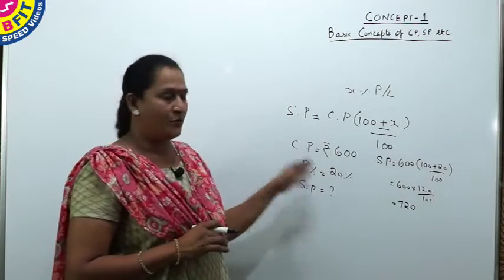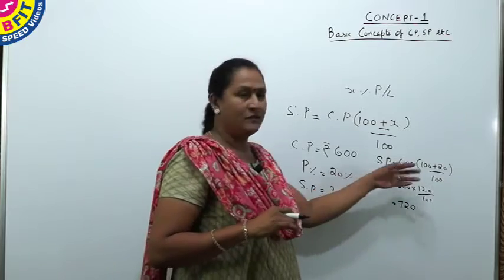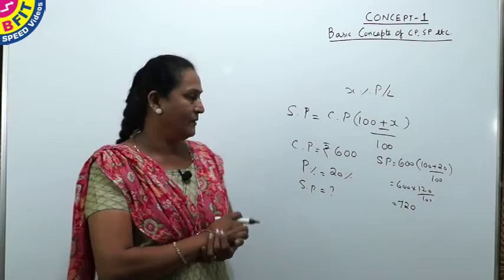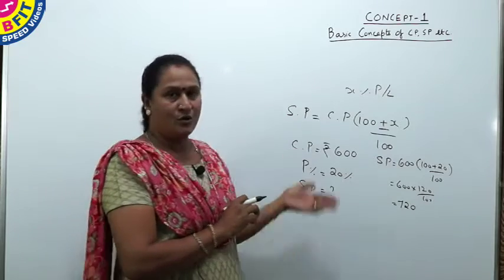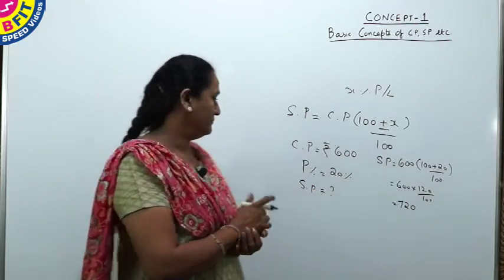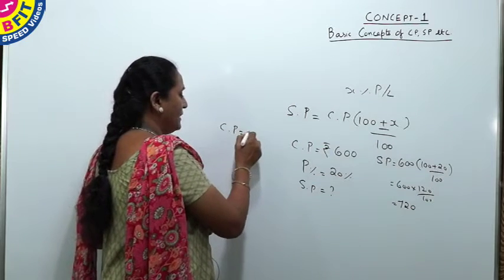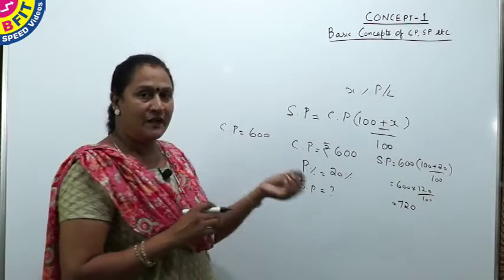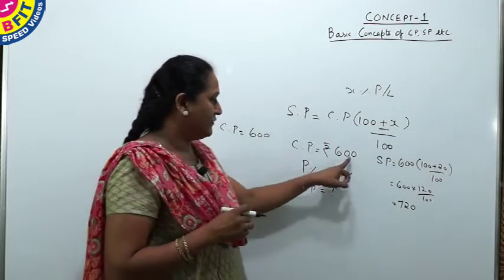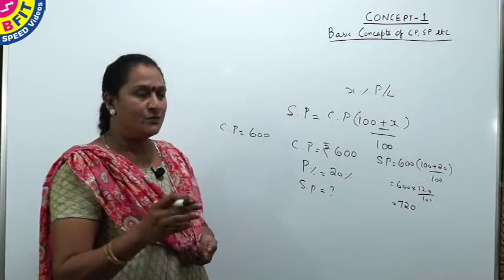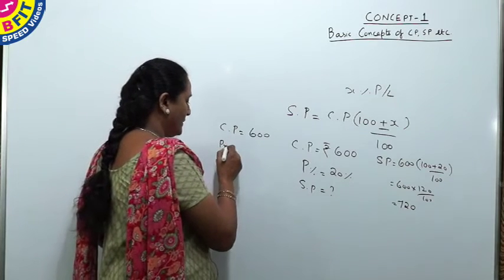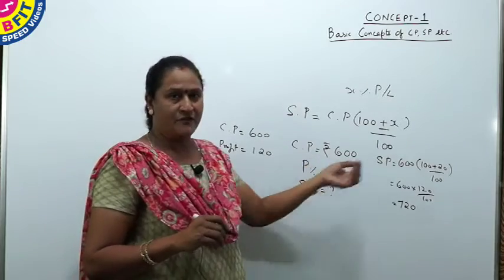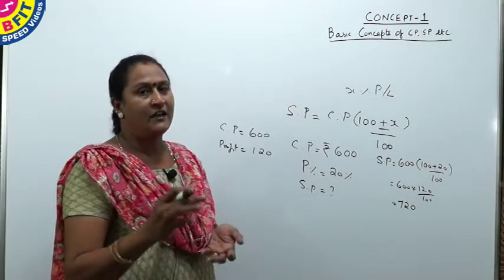So cost price is given, and profit percent. The selling price is got by the cost price into the change factor, 100 plus the profit percent by 100, which gives 720. But when the base is known, there is no need to calculate all this. The cost price is 600 and when they mention profit 20%, you see what is 20% of 600. 10% will be 60, so 20% is 120. So the profit value is 120. Finding 20% of this 600 and adding it to the cost price, we get the selling price.